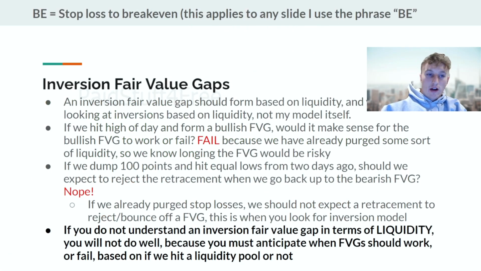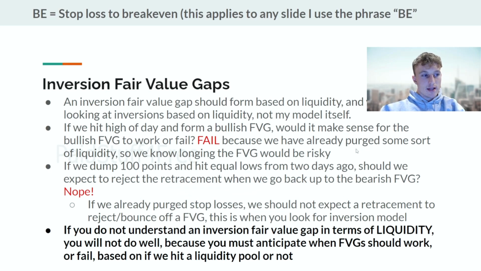Whenever I mention the words BE on the slides, it just means stop loss to break even. An inversion fair value gap should form based on liquidity, exactly what I just talked about. I'm going to go more in depth on this, but that was my disclaimer. If we hit a high and form a bullish fair value gap, it would not make sense for the bullish fair value gap to be bounced off of, because we already purged some sort of liquidity.